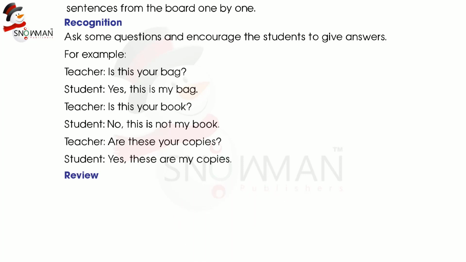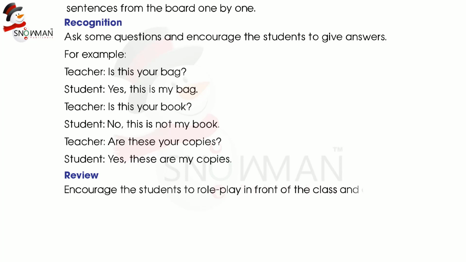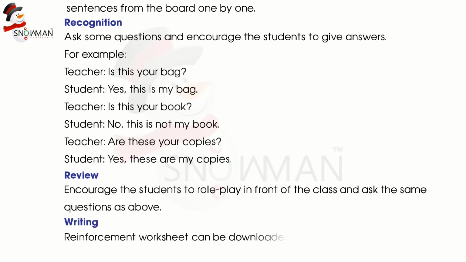Review. Encourage the students to role play in front of the class and ask the same questions as above. Writing. Reinforcement worksheet can be downloaded from the following website: www.snowmanpublishers.com.